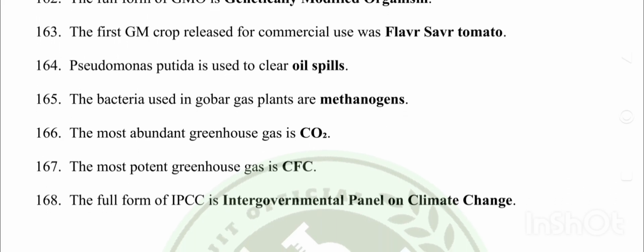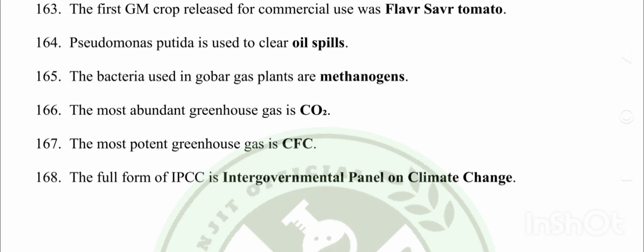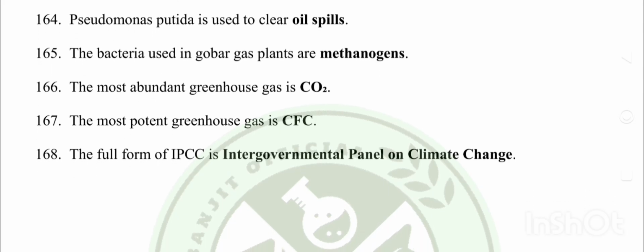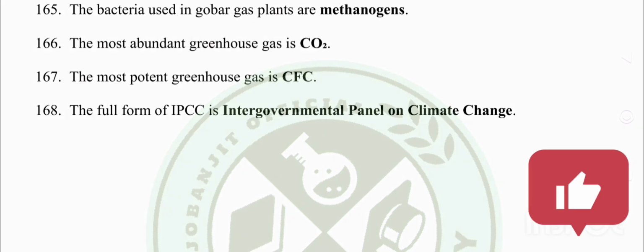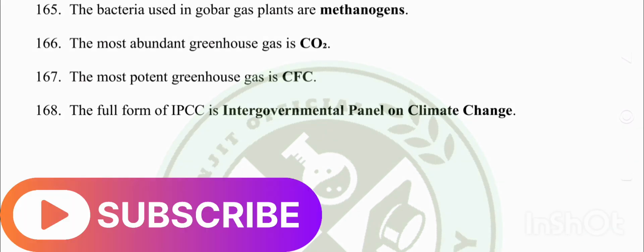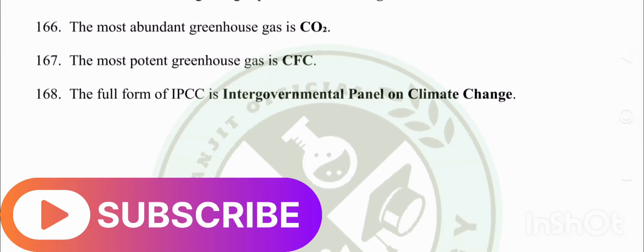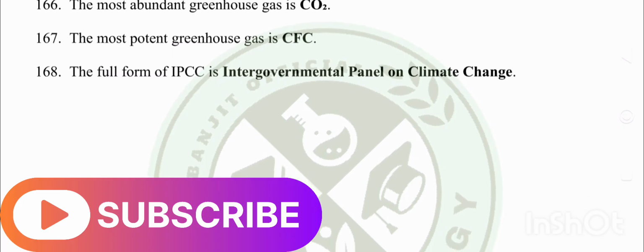165. The bacteria used in gobar gas plants are methanogens. 166. The most abundant greenhouse gas is CO2. 167. The most potent greenhouse gas is CFC. 168. The full form of IPCC is Intergovernmental Panel on Climate Change.